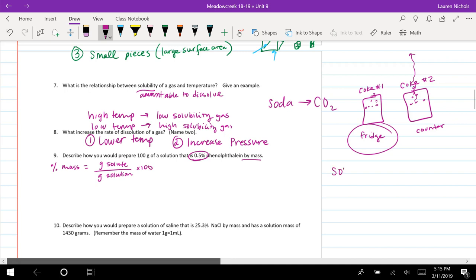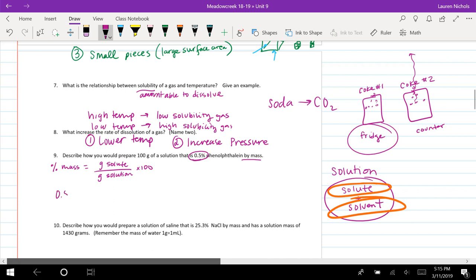Now, key thing to remember is your solution is your whole thing. And inside your solution is your solute plus your solvent. Both those things added together make up your solution. So when we're figuring this out, if I want to prepare something, like literally I'm in the lab, I have glassware, I have a scale, I've got graduated cylinders and beakers and all kinds of things, we need to know what the ingredients are. We need to know how much of our solute and how much of our solvent we need.